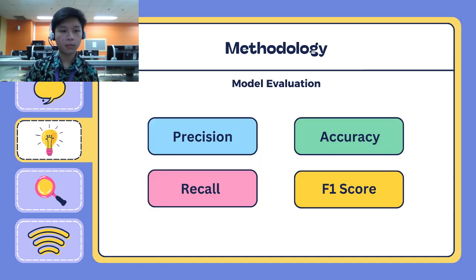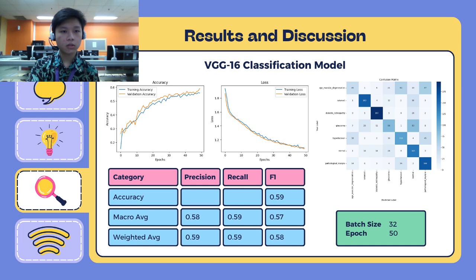Next, for the model evaluation, we use confusion matrix to plot the precision, recall, accuracy, and F1 score of the model we just trained. Now for the results of our experiment, we use 22 batch size and 50 epochs across all models.